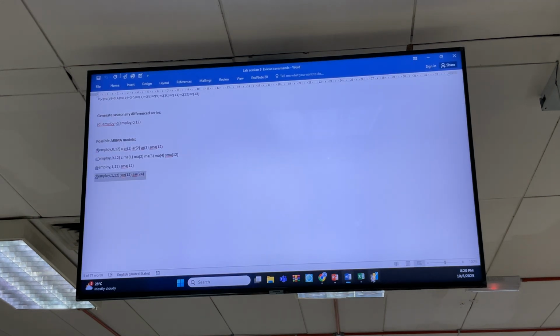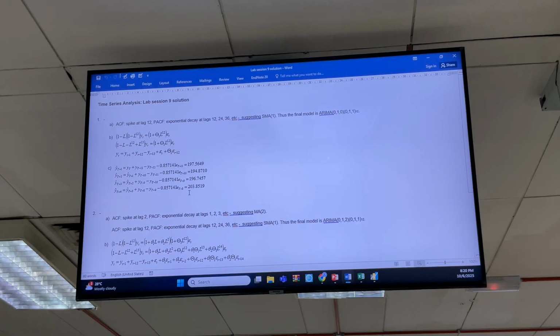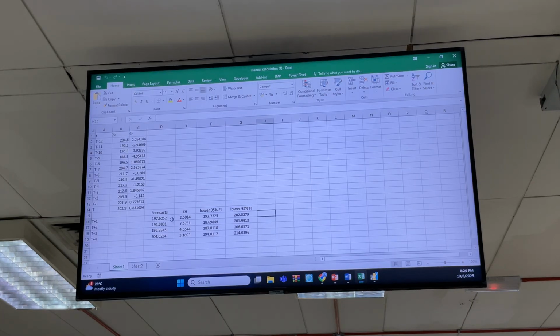So let's say you want to calculate the forecast manually, what do you need to do? You have to write down the equation. This one is the justification for the model. To write the equation, we have seasonal difference, difference, and then SMA1. You multiply, and from here you can derive the forecast equation. You refer to the estimated coefficient for SMA1. The Excel file provides the manual calculation.